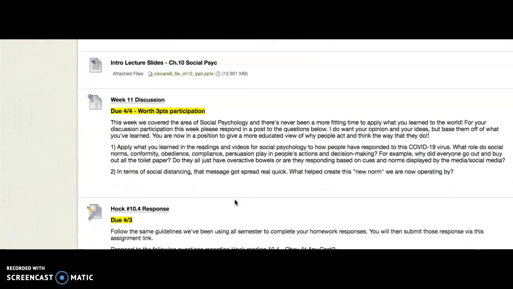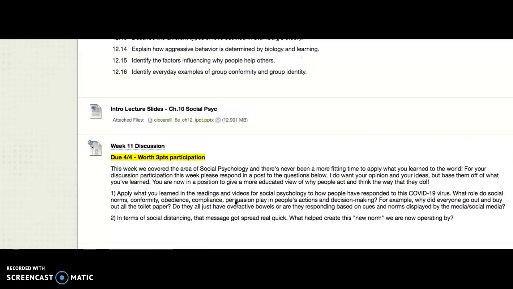And I have that here. This is going to be my way to gauge who's participating. In class, it would normally be signing in. We would be doing small group work, group discussion. We don't have that now. So I've just asked you to apply this topic in particular, social psychology, to what's happening today.